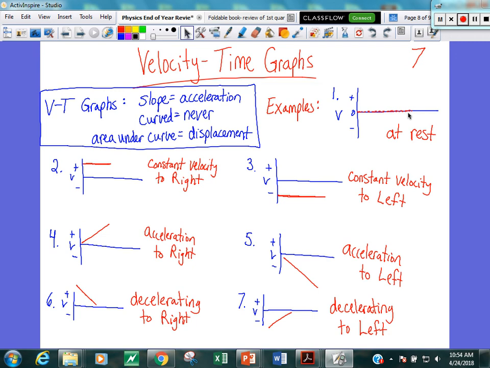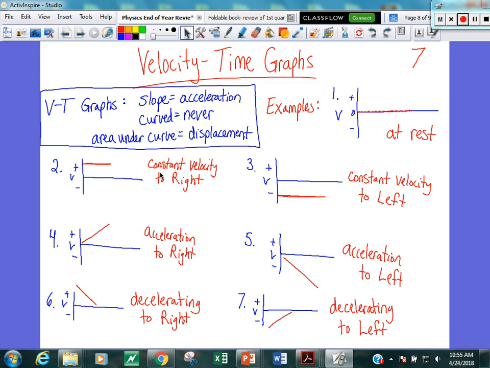Number 2, you'll notice with this velocity time graph that the line is drawn upstairs, which means it has a positive velocity. But this line right here has no slope. If the slope is 0, it's not accelerating. So it has positive velocity with no acceleration. That means constant velocity to the right. It is still moving because it has velocity. So it's just constant velocity to the right.